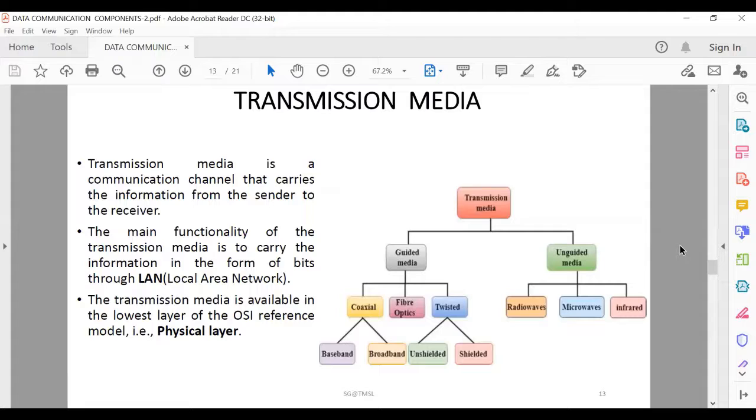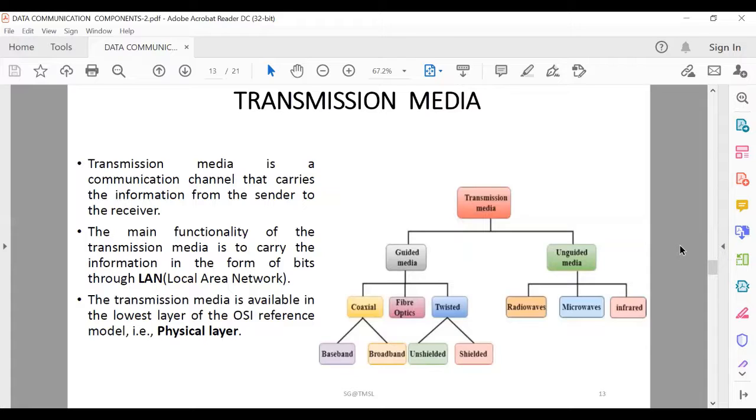The characteristics and quality of data transmission are determined by the characteristics of the medium as well as the signal. Transmission media is of two types: guided media or unguided media. Guided media means wired connection, and unguided media means wireless connection. In guided media, medium characteristics are more important, whereas in unguided media, signal characteristics are more important.